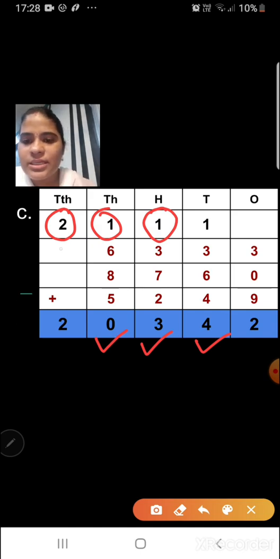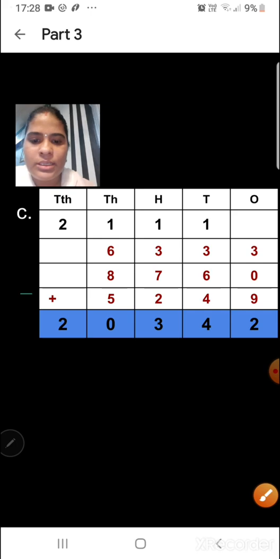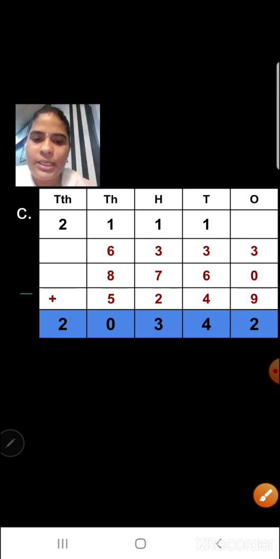Children, you can see there are no digits in 10,000s place. We have only one carry over, which is number 2. So directly you can write number 2 in 10,000s place. Our final answer is 20,342.